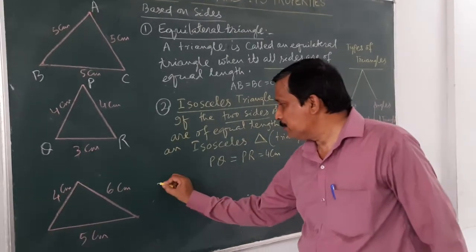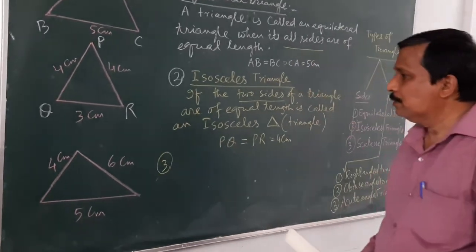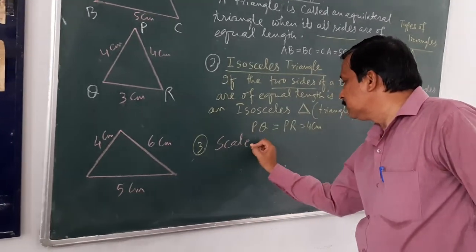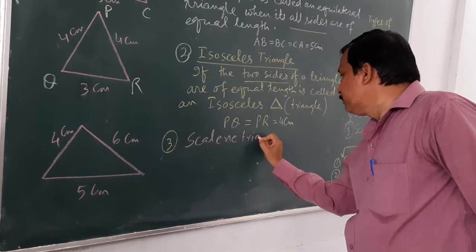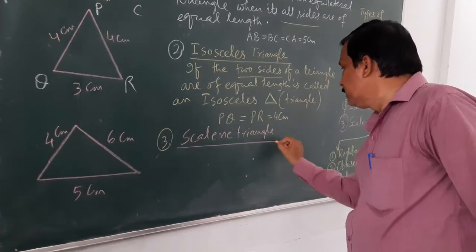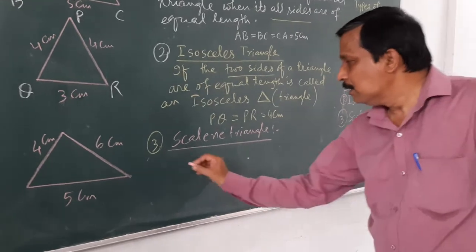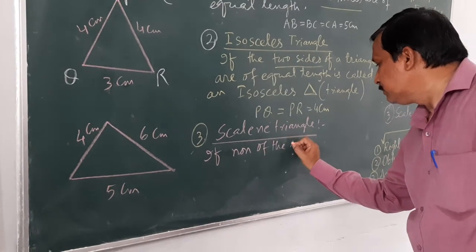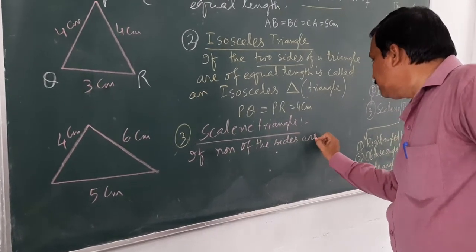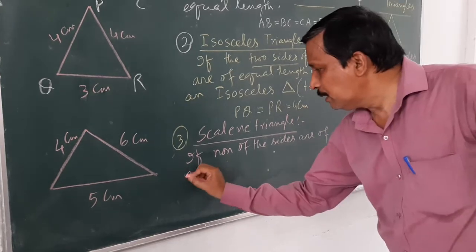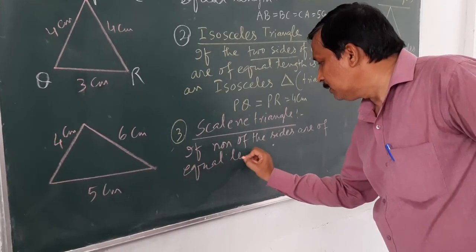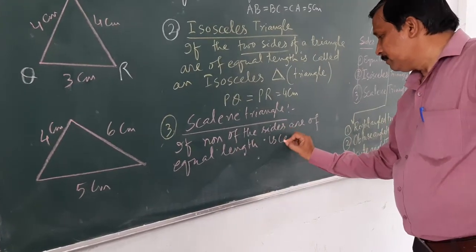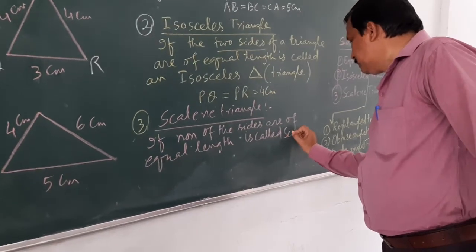Next, the last case of types according to sides is the scalene triangle. If none of the sides are of equal length, it is called a scalene triangle.